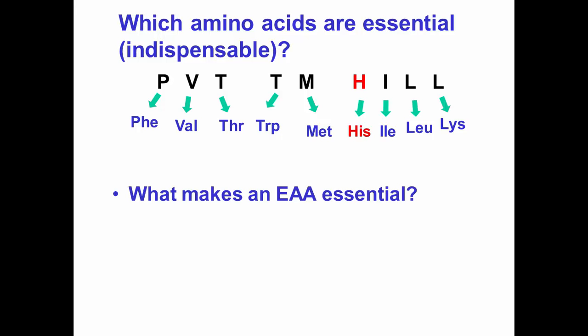So what makes an essential amino acid essential? How would you explain that? Come on. Yeah. The body can't make it. The R group, right? Perfect. So the R group, you can't make it. So you've got to get it from the diet.